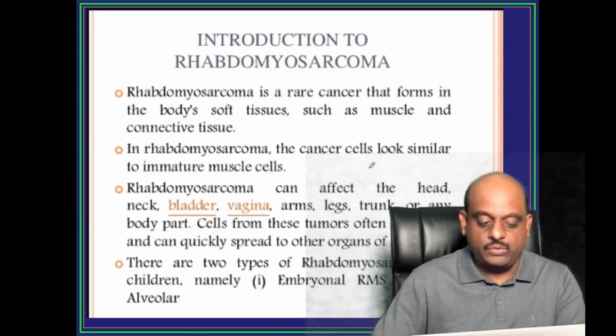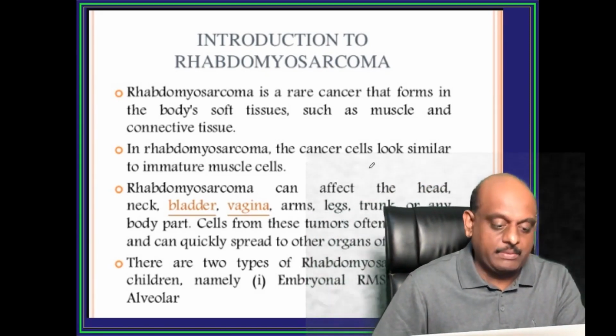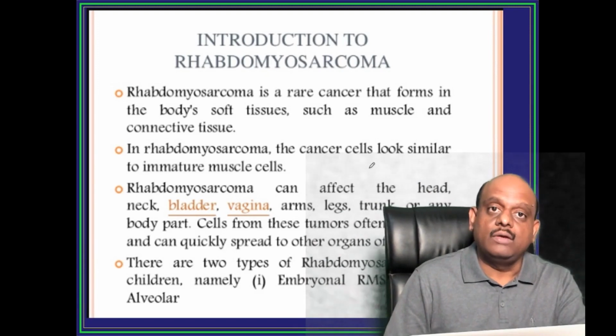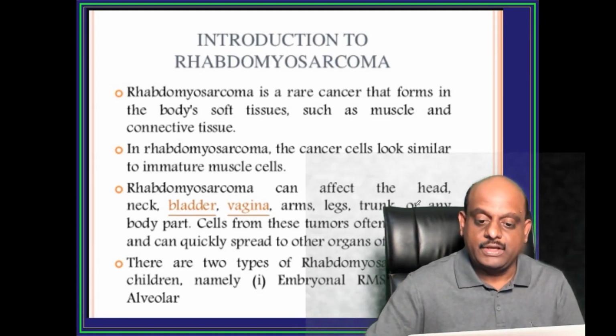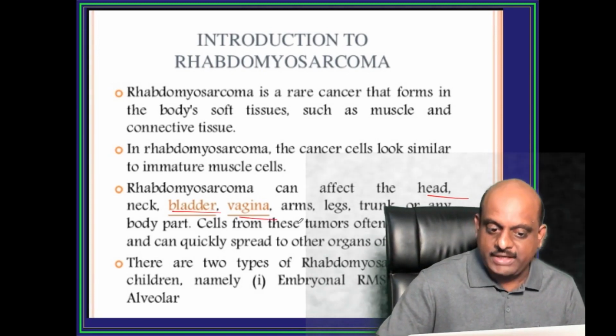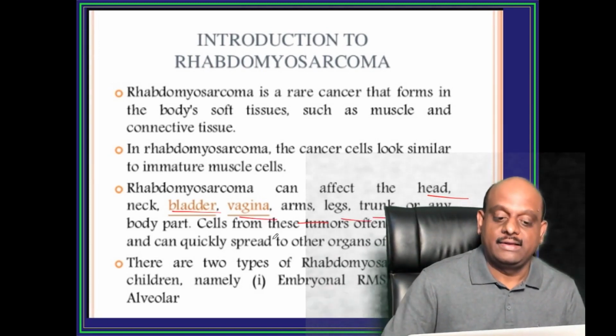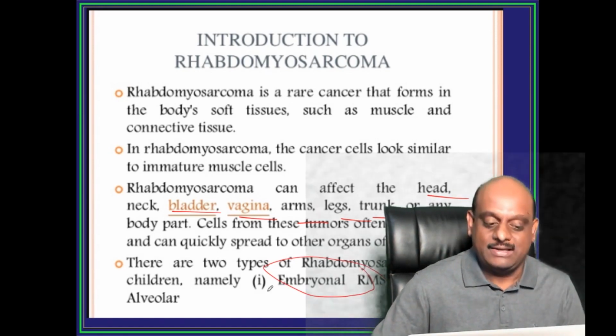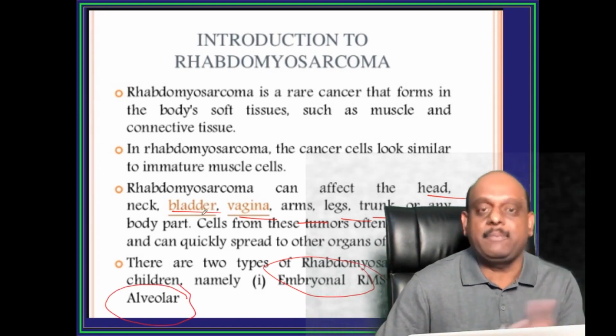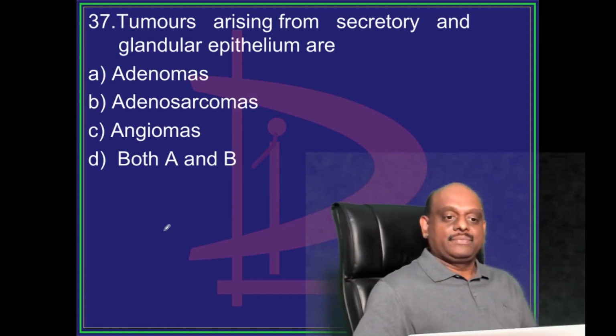This is very important to remember, doctor. What are all the locations where rhabdomyosarcoma can occur? It can occur in the head, bladder, vagina, arms, legs, trunk. And there are two types, embryonal rhabdomyosarcoma and alveolar type of rhabdomyosarcoma.